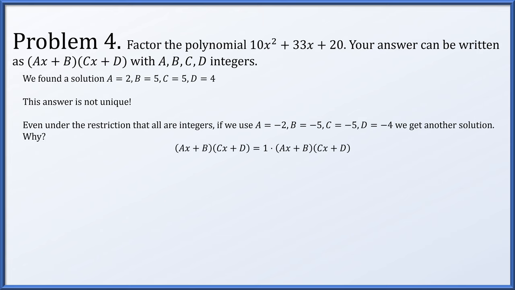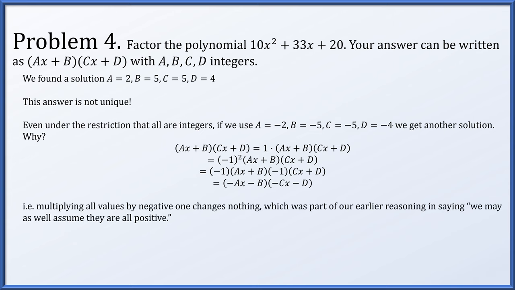Here's a nice example. AX plus B times CX plus D is the same thing as 1 times that, but 1 is negative 1 squared. I'm then going to take that negative 1 squared and separate it into two factors of negative 1 and distribute one of them into each of the parenthetical terms. Notice that AX plus B times CX plus D is now the same thing as minus AX minus B times minus CX minus D. If you swap all of them to be multiplied by minus 1, they're all positive goes to all negative, or vice versa, it's the same thing. So multiplying by 1 doesn't do anything, but 1 is negative 1 squared. This was why earlier we were able to say, let's just assume they're all positive.